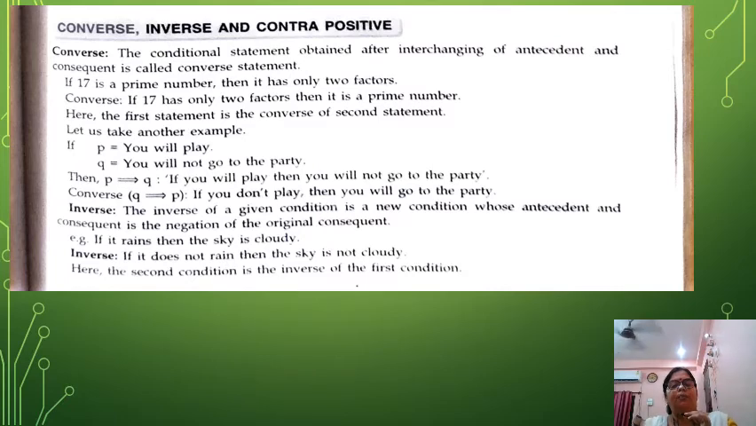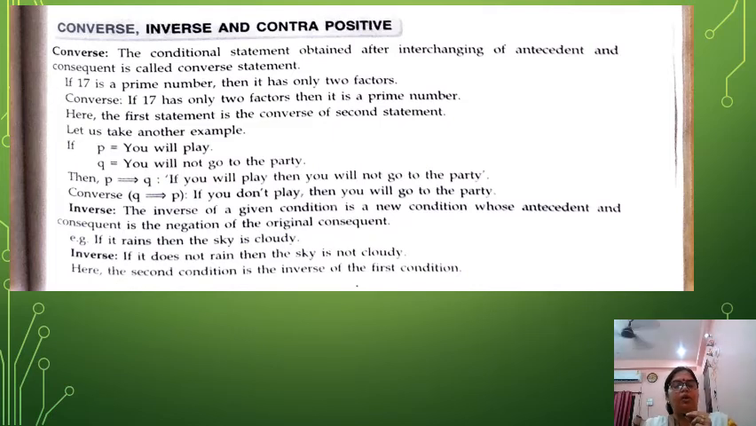If you play, then you will not go to the party. Okay, now we have to make its converse, which means the Q part will become the antecedent. So here it is written, if you don't go to the party, then you will play. Okay, see P has come here, so this is your converse.